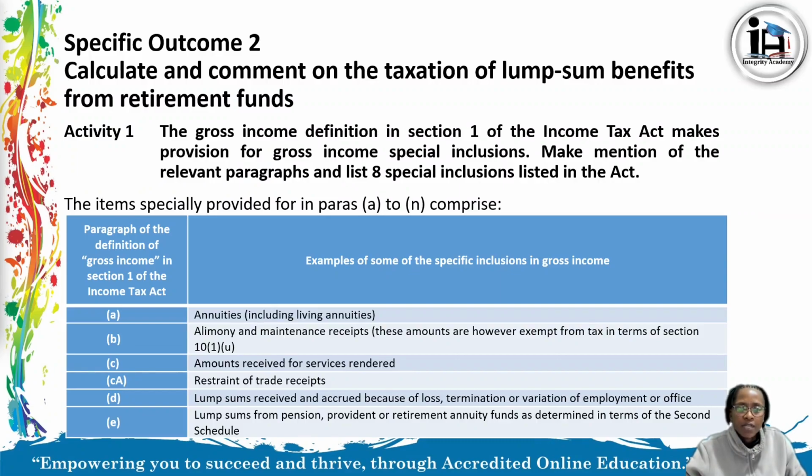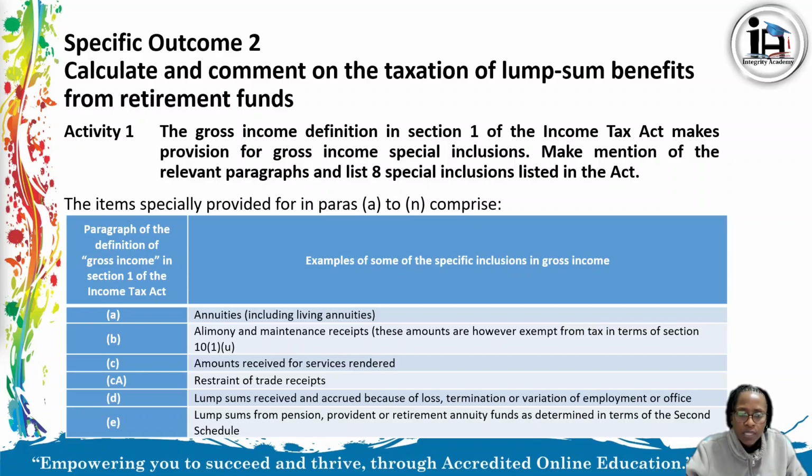The items specifically provided in paragraphs (a) to (n) comprise paragraphs of the definition of gross income in section 1 of the Income Tax Act. (a) Examples of some of the specific inclusions in gross income will be annuities, including living annuities, alimony and maintenance receipts. These amounts are, however, exempt from tax in terms of section 10(1)(u).